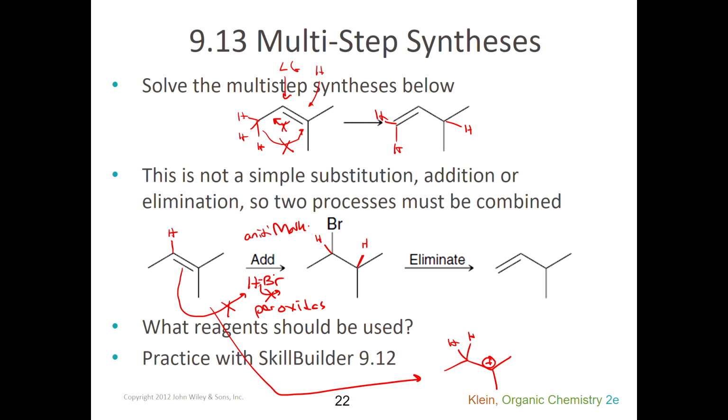Adding peroxides to go from a Markovnikov addition to an anti-Markovnikov addition is only something you can do with HBr or HCl. I can't just add peroxides to some other reaction and have it give me the opposite result. So I definitely would do that here though to get the anti-Markovnikov product.